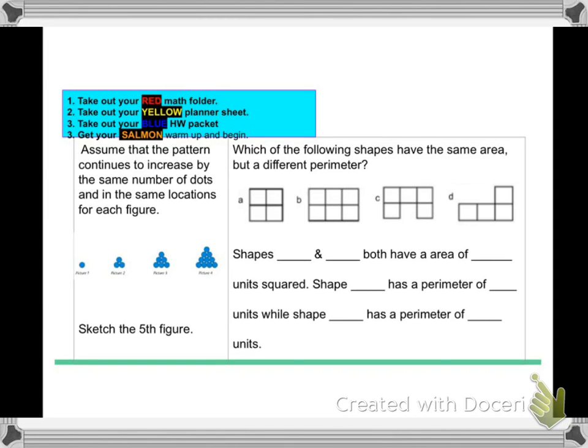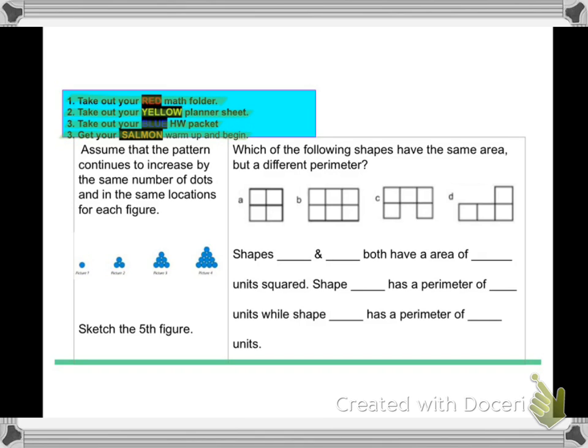Before you start this video and do any of the work, make sure you have all of your materials out. Make sure you have your red folder in your space. Make sure your yellow planner is out because we are going to go over your planner and write in it for tomorrow. Make sure you have your blue homework packet out and ready to go. And finally, your salmon warm-up or your orange warm-up is in front of you and you are ready to correct it.